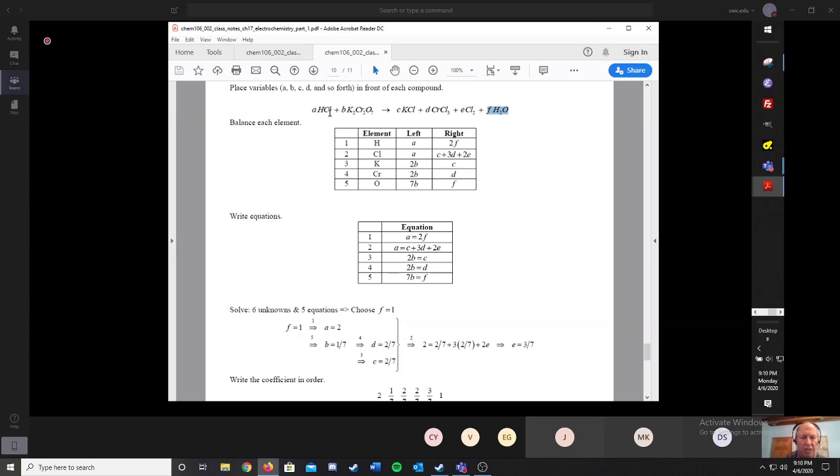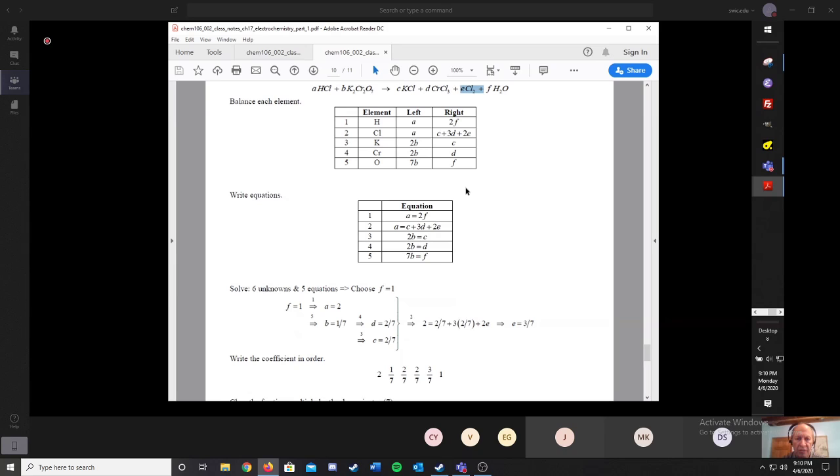And then for chlorine, on the left, we have A again, and on the right, we have C from here. And then in the second term, we have 3D. In the third term, we have 2E. So on the right, we have a total of C plus 3D plus 2E chlorines. And if we continue on and fill out the rest of the table, we end up with it looking like it's shown here.